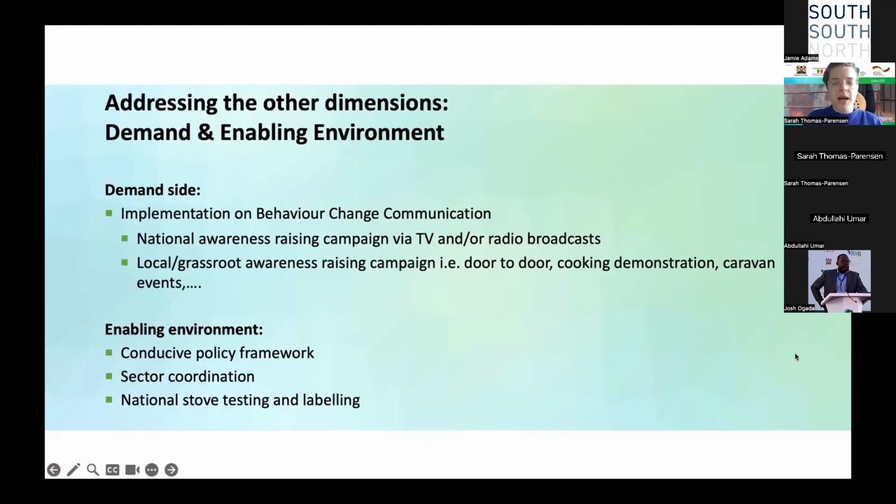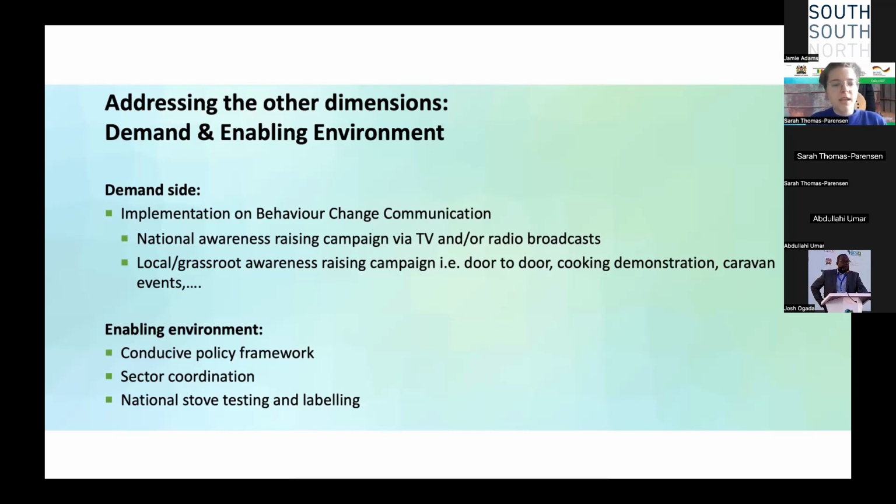Because if you have a market where there are a lot of stoves, but no one is buying the stoves, then the approach is not working. So it's really important to also sensitize: why is an improved cook stove better than the three stone fire? What is the argument, for example the fuel saving, for investing the money into an improved cook stove? Within our project, we did some national awareness raising campaigns, as well as local grassroots awareness raising campaigns, for example door-to-door campaigns, cooking demonstrations, caravan events, to reach the remote rural areas. And then, as said, the enabling environment is also a key factor.